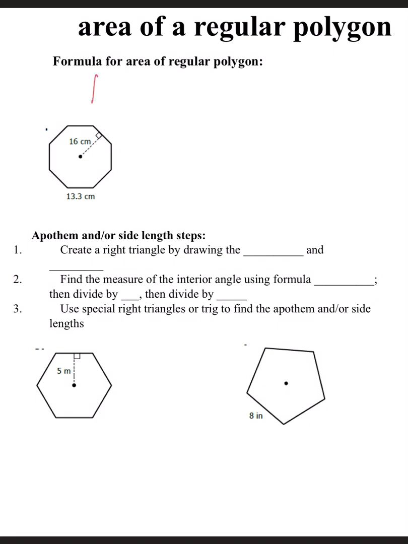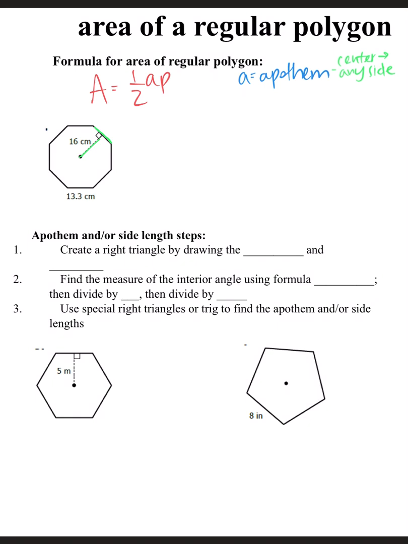All right, so our formula I wrote was area equals 1/2 A times P. What's A and P? A is the apothem. What is that? The apothem is this line right here. It is from the center to any side. Notice that it hits this side.